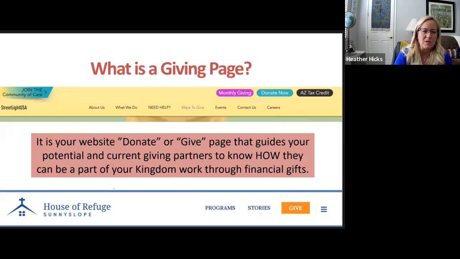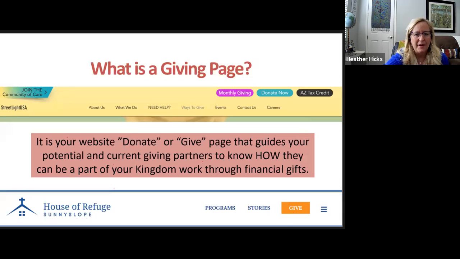The first one on the top is from Streetlight. They have, in pink, green, and black, right at the top of their homepage on the navigation bar, three options that could capture the eye of a giver and that will lead them to that giving page. So on the homepage, you have a button that will lead someone to your giving page that tells them, now, how do I become part of your giving work? So it starts right on your homepage. And you can see House of Refuge. They've got programs, stories, and then give. It's got that orange button around it. They've made it super easy to see, if you're a giver, where do I go? What do I do?